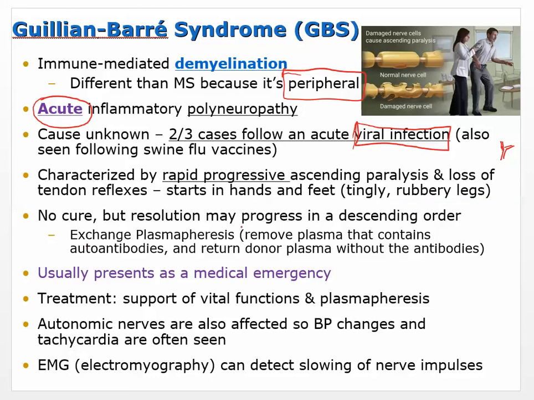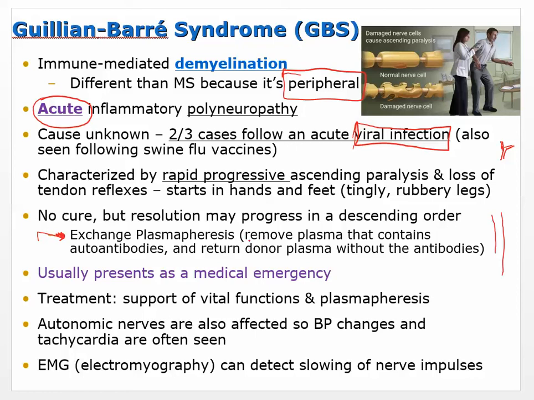So no cure, but resolution may progress in a descending order. It resolves in the opposite direction than it started. Now, one thing to do if you have an autoimmune or an immune-mediated disease that's directed by antibodies is to get rid of the antibodies.